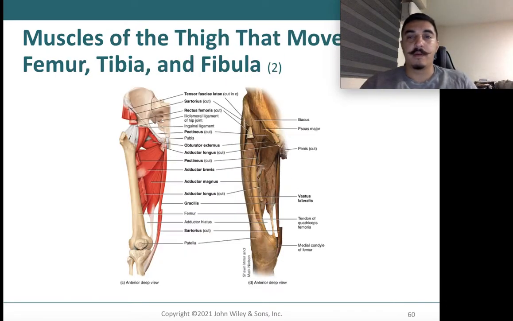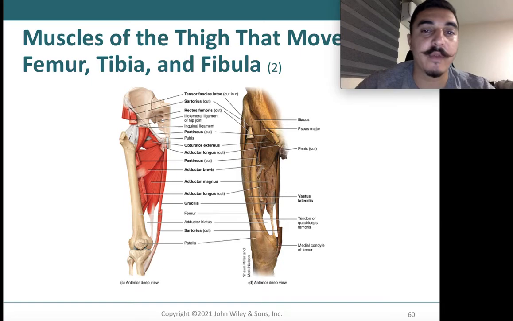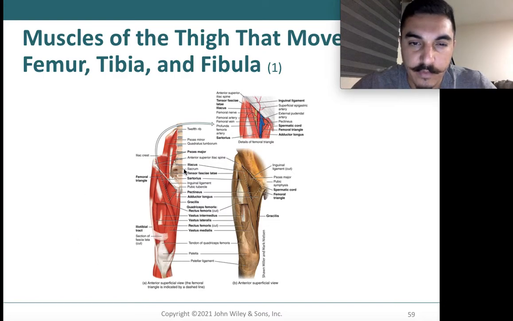Okay. What else do we have? Muscles that are going to get into the femur, the tibia, and the fibula. So kind of getting down to the leg now. So here's one. I kind of skipped ahead a little bit. So we have our femoral triangle. We're going to have our iliacus right here. So here's our sacrum. Think about our vertebrae here.